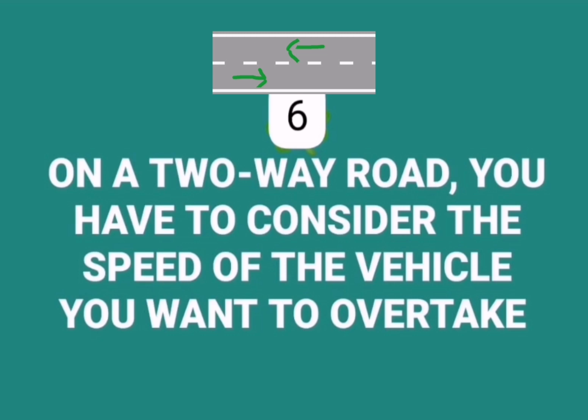On the same two-way road, you have to consider the speed of the vehicle you want to overtake. If your speed is only a little higher than the speed of the vehicle you want to overtake, that kind of overtaking is dangerous on a two-way road, because it will take longer for you to finish your overtaking, which might result in another vehicle coming from the opposite side meeting up with you before you finish. It can also cause an accident.